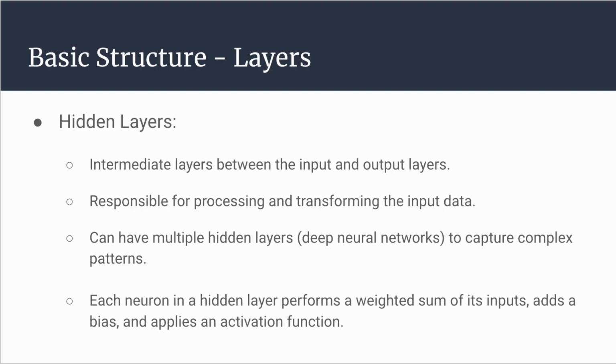The next layers are hidden layers. These are intermediate layers between the input and output layers. They are responsible for processing and transforming the input patterns. These are called deep neural networks. Each neuron in a hidden layer performs a weighted sum of its inputs, adds a bias, and applies an activation function. We will return back to these terms later.